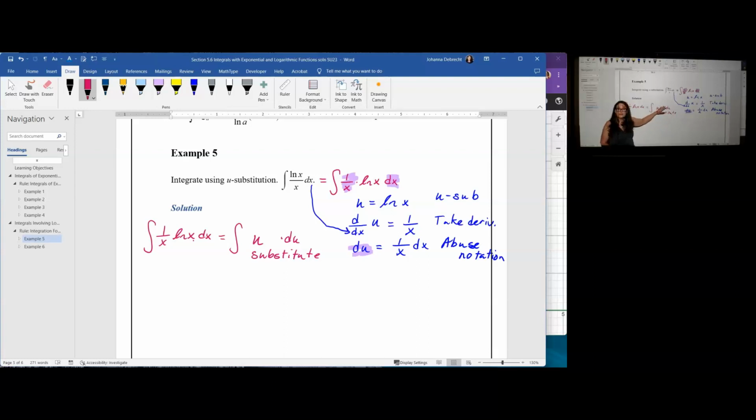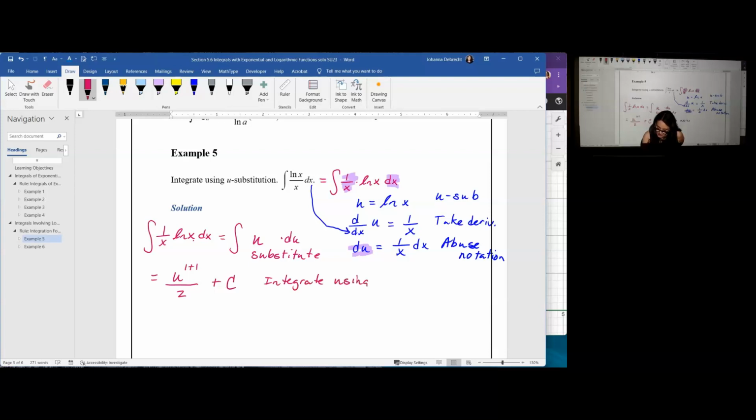This is just u to the first power du. So I can apply the power rule for integrals. When I apply the power rule, I add 1 to the power, divide by the new power, and I get it up to a constant. So I integrate using the power rule.